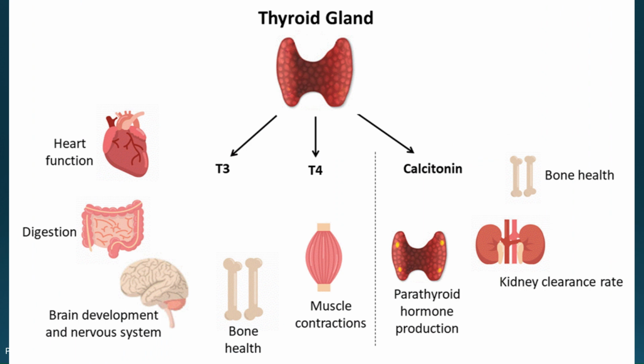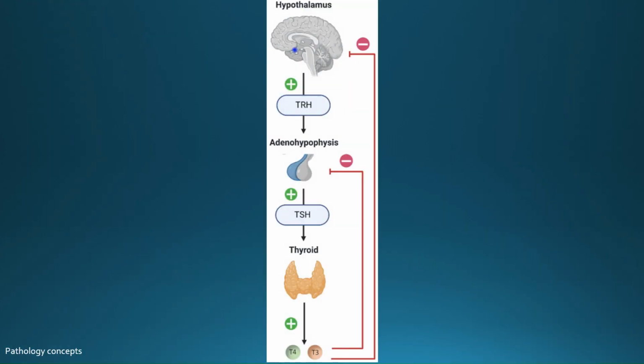Thyroid hormone affects virtually every organ system in the body, including the heart, CNS, autonomic nervous system, bone, GI, and metabolism. Let's learn about the hypothalamus pituitary thyroid axis.